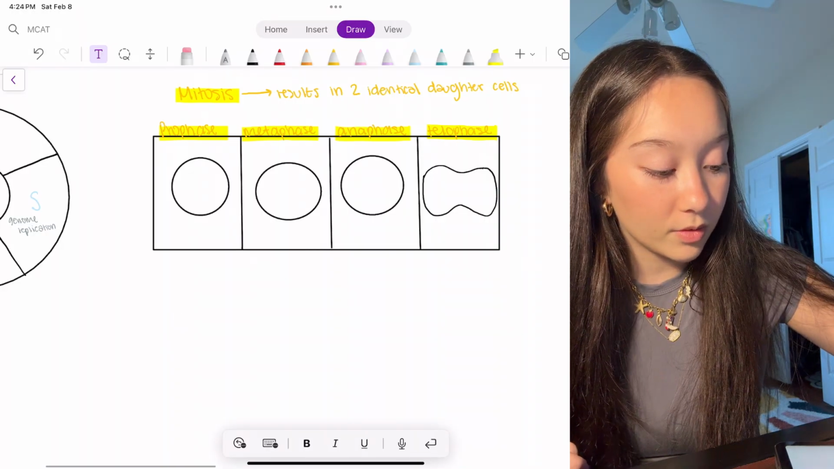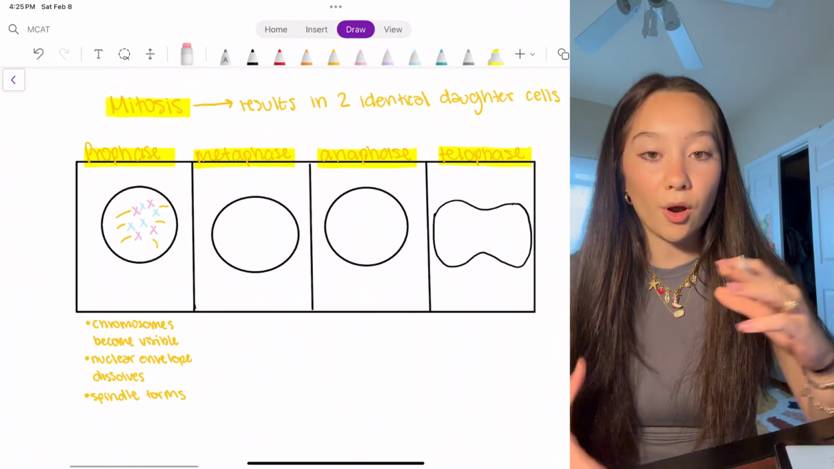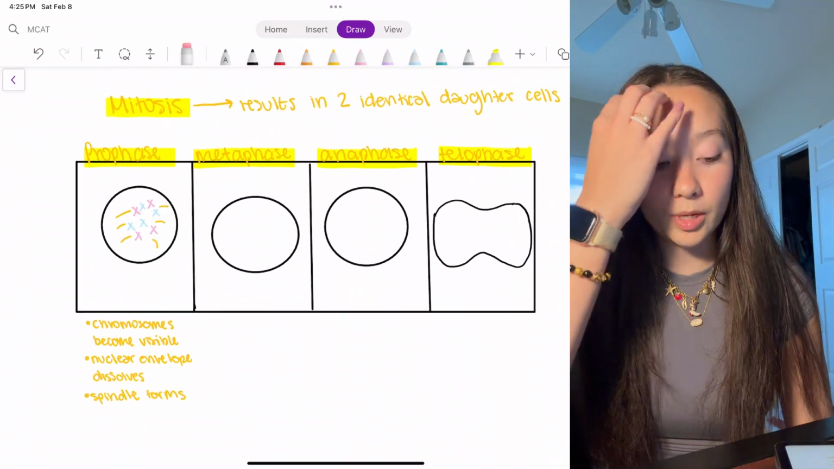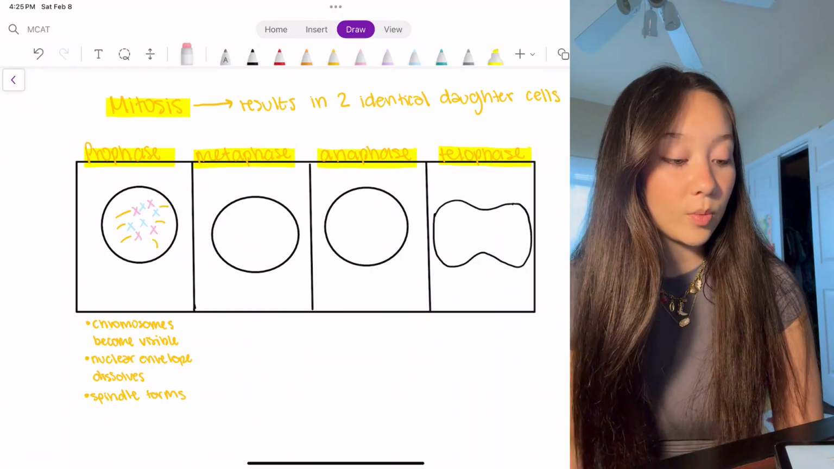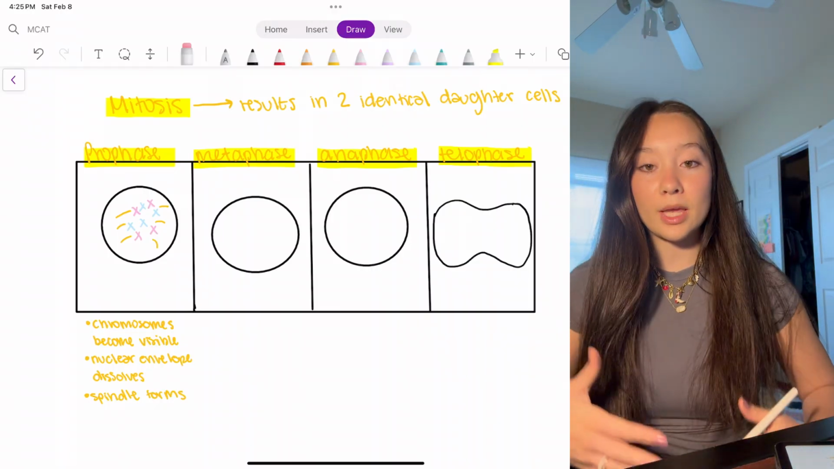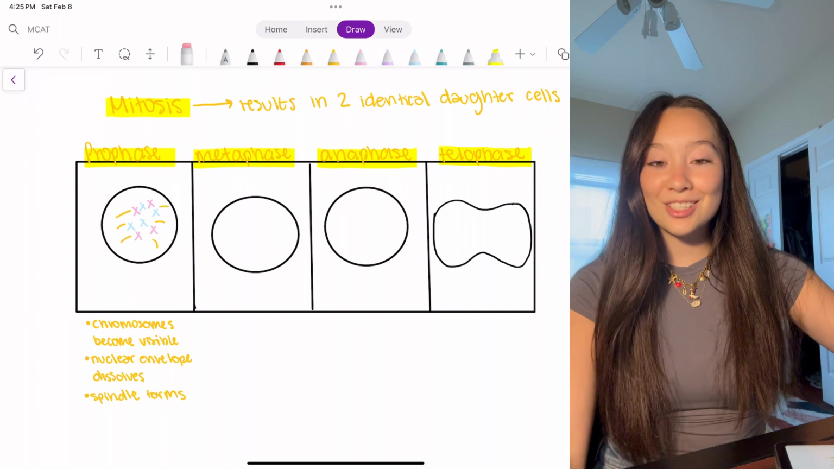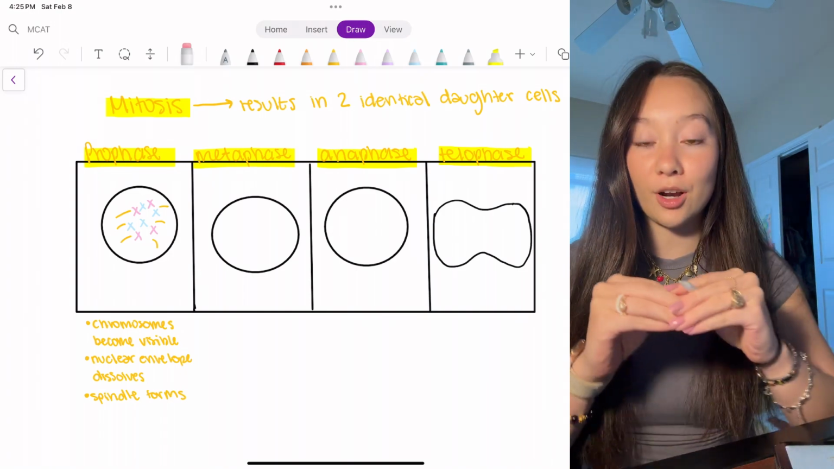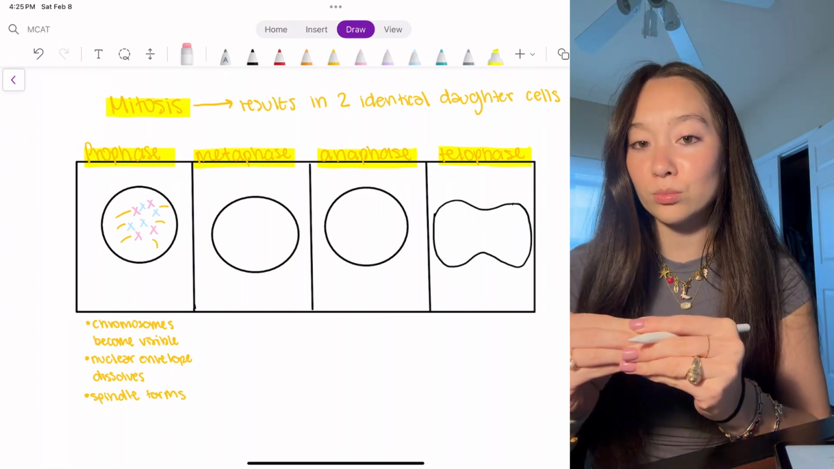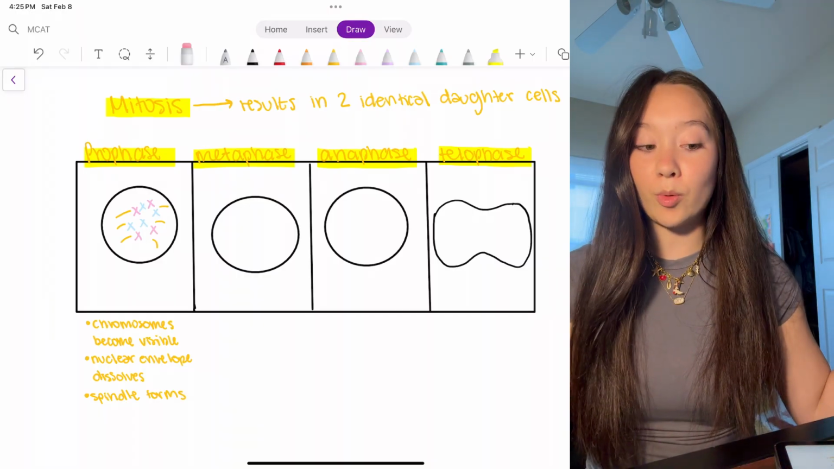I'll write that down. So we can see that our chromosomes are condensed. We can see those X formations. There's no longer a nuclear envelope, and the spindle that forms is going to be made out of microtubules. And these are going to be what attach to the center of the chromosomes at the kinetochore, and it's going to eventually pull them apart.